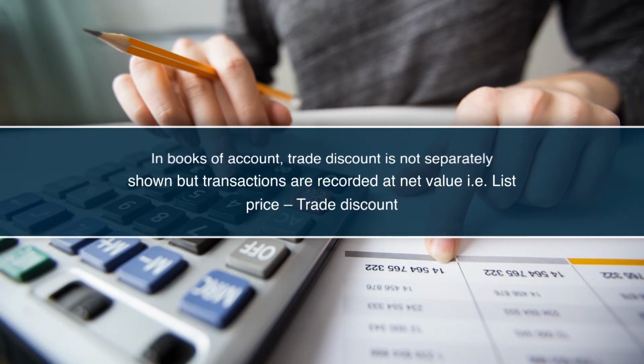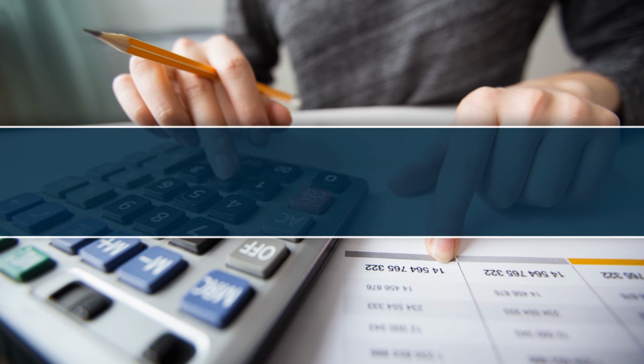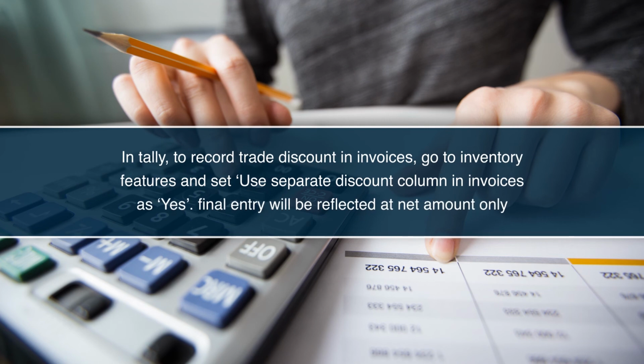Trade discounts are not recorded or shown separately in the books of account. It means that transactions are recorded at net value, that is list price minus trade discount. In Tally, an option has been provided to record trade discount in invoices. For this, you need to go to the inventory feature and then set use separate discount column in invoices as yes. Please note that only final amount, net amount, that is, will be reflected in the entry, but it will still show you the amount of trade discount which you have provided.